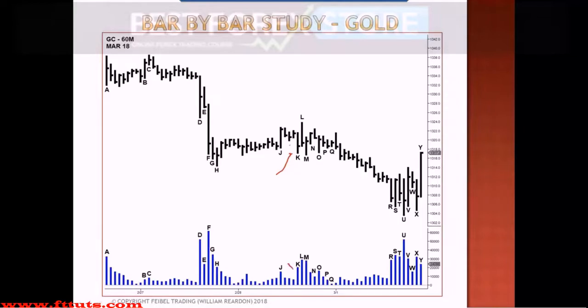Good surge in volume. Spread increases. It's a down bar. Yet we do close off the low. So it indicates a bit of buying. And where's that buying come in?